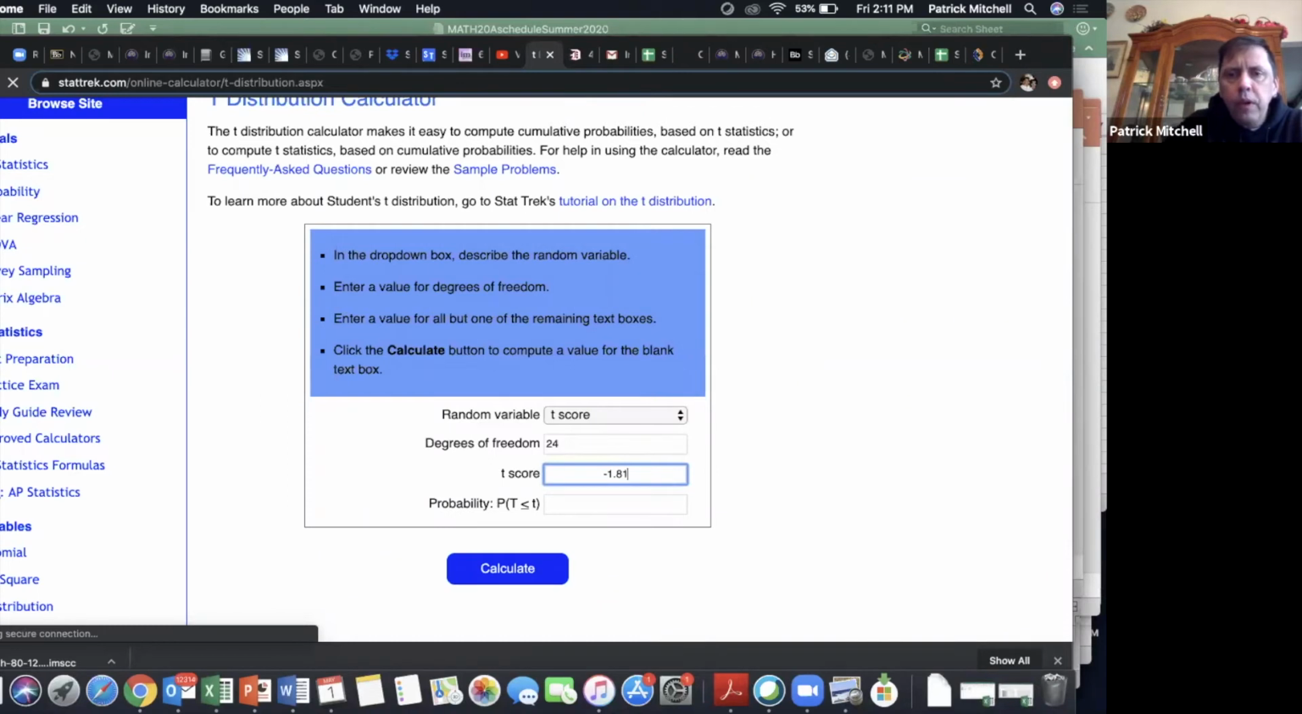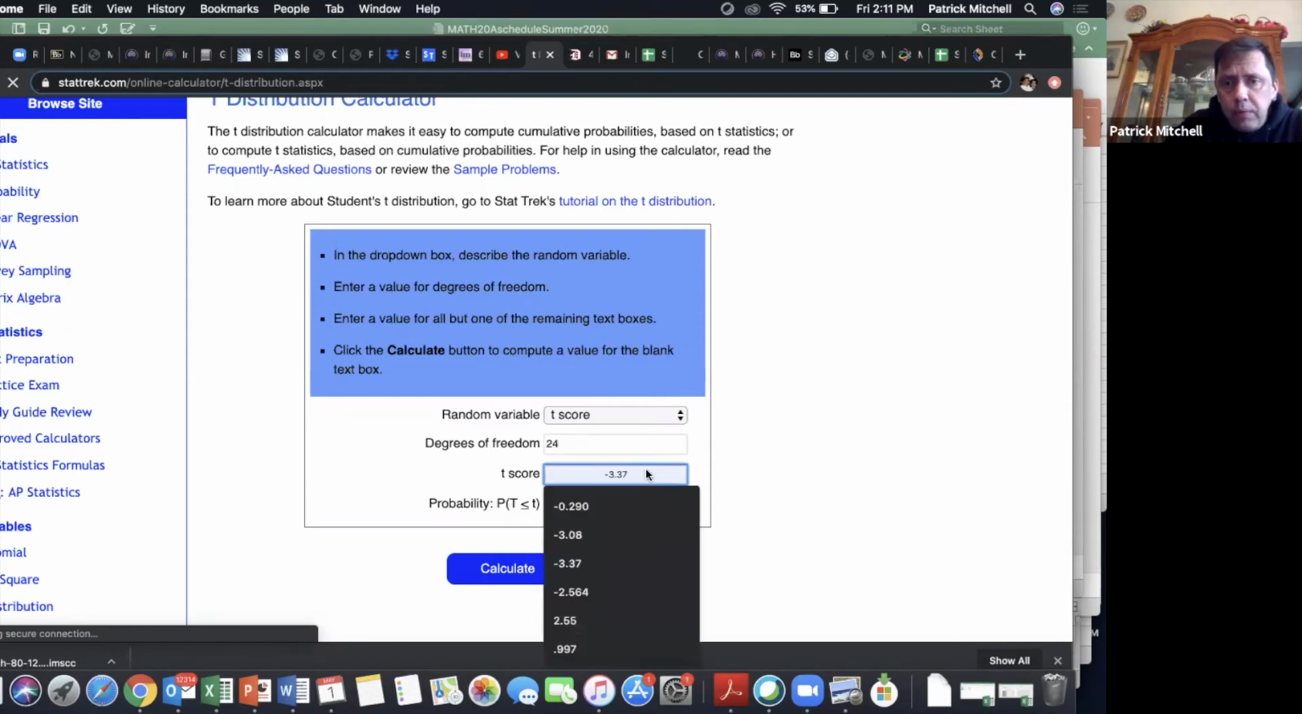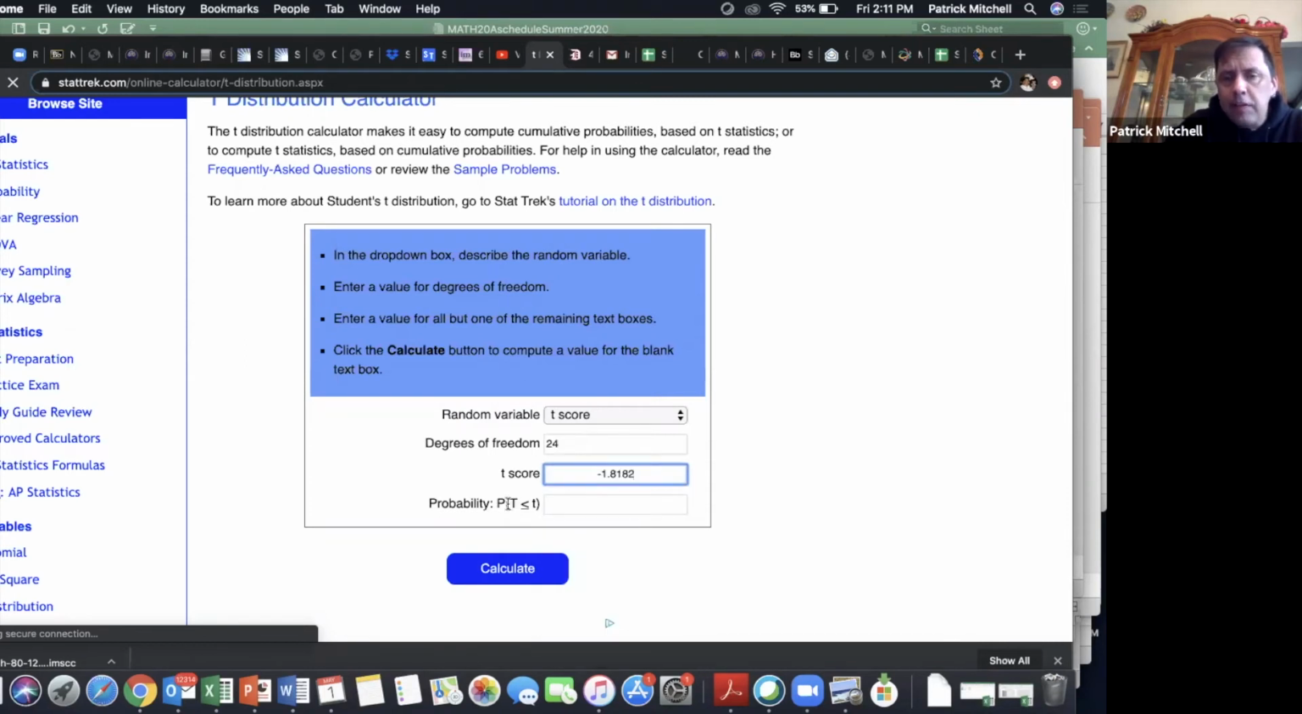1.8182. So when I hit calculate, notice that what's going to come up in this last box is the probability that t is less than or equal to whatever value is typed into this box. So since we're doing a left-tailed test, that is exactly what we want. Okay. So I'm going to hit calculate. Okay, 0.0408. So when they did it on the graphing calculator, they must have put in 24 degrees of freedom, even though they did have that typo 25.